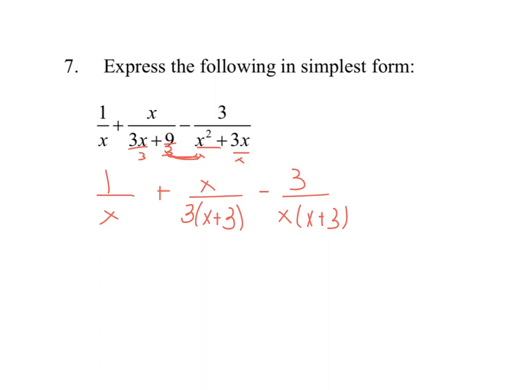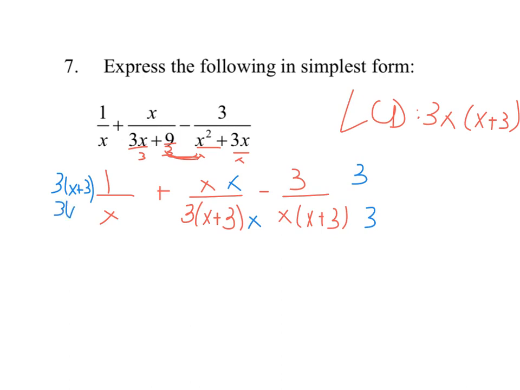That means that I want the LCD to be 3x, x plus 3. So the last one needs a 3. This guy needs the x, and this guy needs 3 and x plus 3. Okay, so the bottom is now going to be 3x, x plus 3. Do not cross them off for this one. The denominators will stay because this is adding and subtracting. We don't cross off the bottoms.